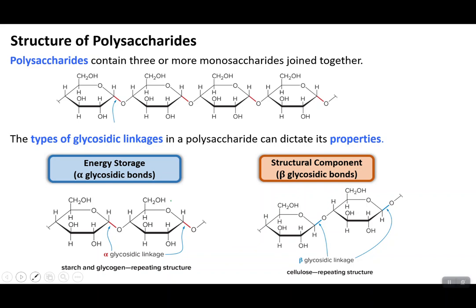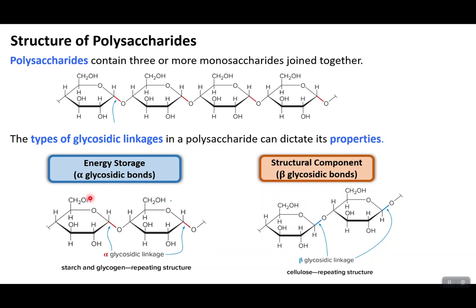So just like we discussed with disaccharides, polysaccharides are basically more monomers or more monosaccharides joined together, but they still have an orientation in their bond. The types of glycosidic linkages that these polysaccharides will have can dictate many of its properties.